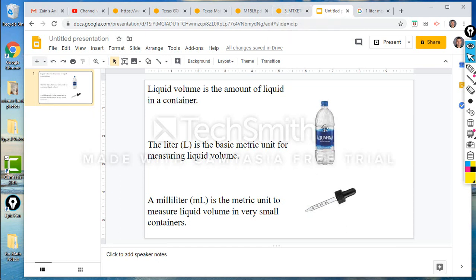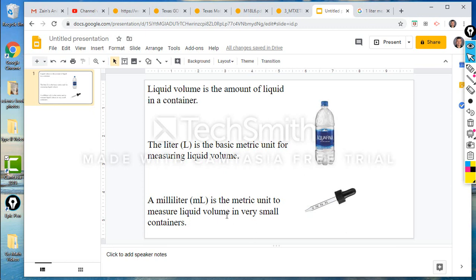And I went ahead and got some pictures for you here. Liquid volume is the amount of liquid in a container, and we are using the metric system, okay? So that's liquid volume. The liter is the basic metric unit for measuring liquid. It's the basic one, and you see these in water bottles. You see them in pop bottles, the 2 liters, there's 3 liters.